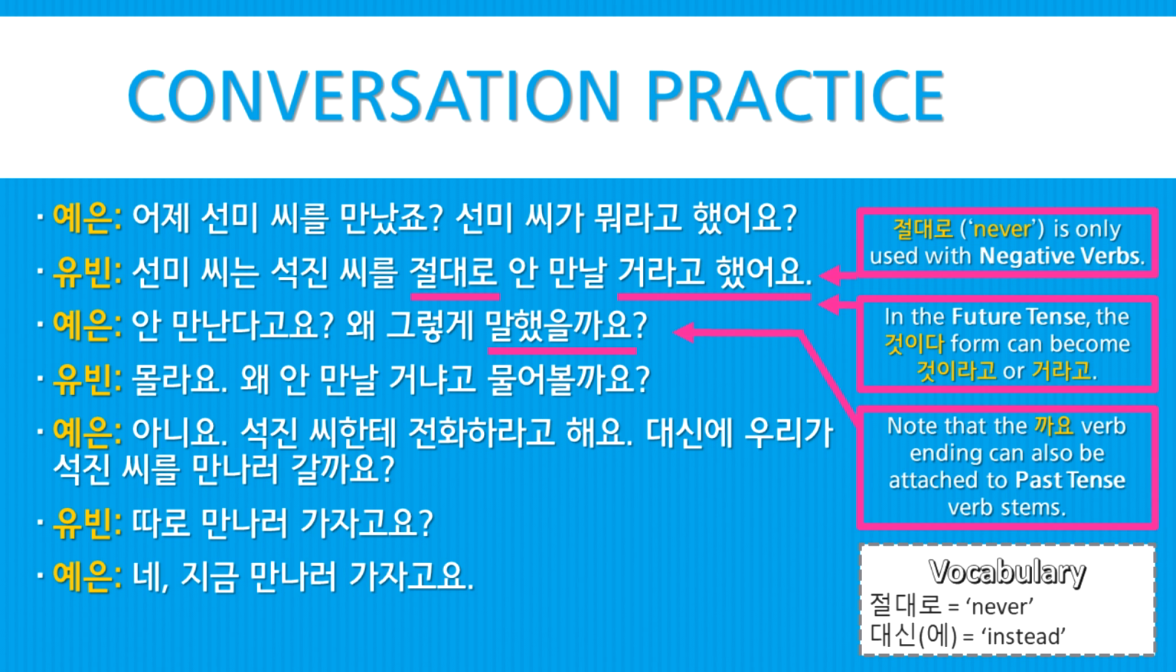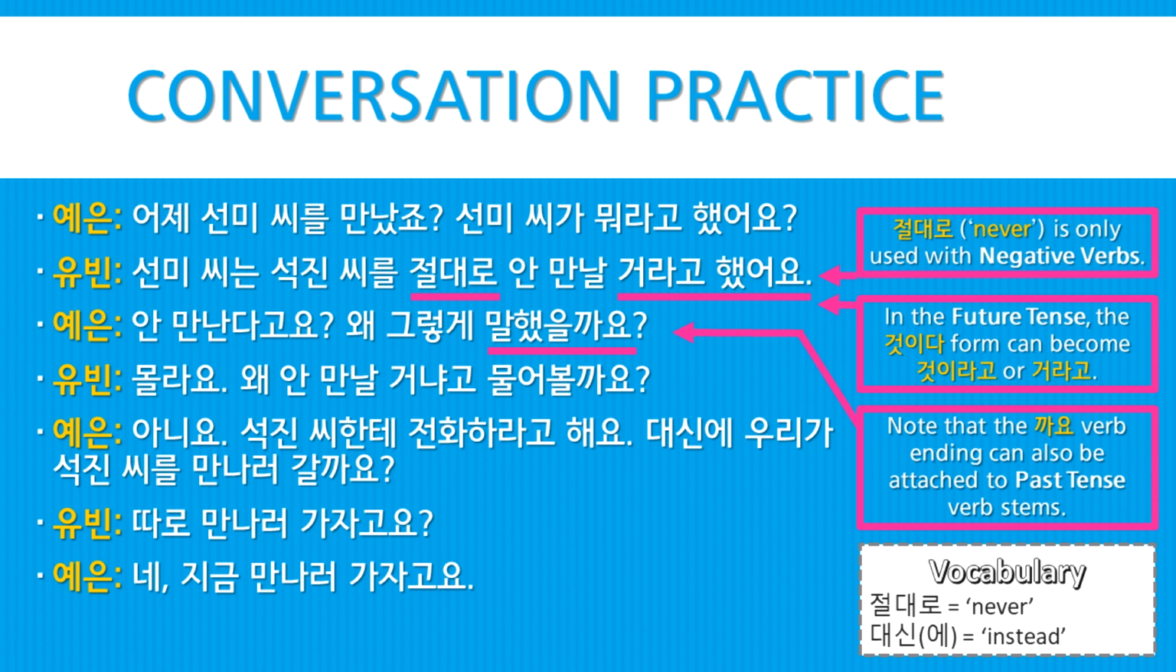선미 씨는 석진 씨를 절대로 안 만날 거라고 했어요. Note here, 절대로, meaning never, is only used with negative verbs. And in the future tense, the 것이다 form can become 것이라고 or just 거라고. So, 선미 said that she will not ever or never meet 석진.